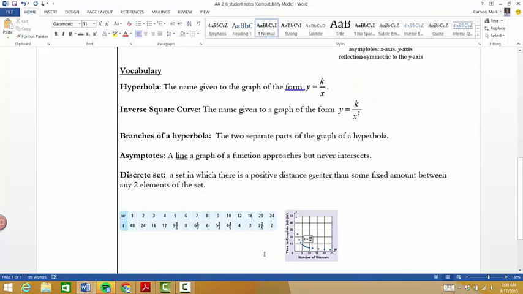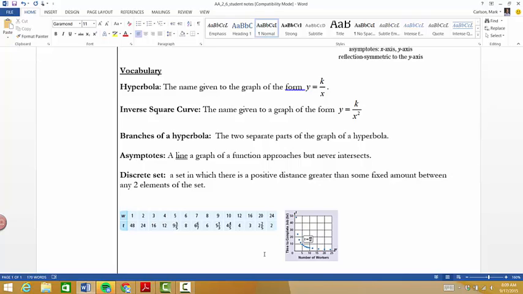Alright, before I take a look at some of the properties of those two curves, let's talk a little bit about some vocabulary that we're going to be using as we talk about them. First of all, the name hyperbola refers to the name of a graph that's of the form y equals k over x. An inverse square curve is the same thing except for y equals k over x squared. So hyperbola is one graph, the other one is the inverse square curve. The branches of a hyperbola are the two separate parts of a graph of a hyperbola, and we could say the same. There's also branches of an inverse square curve as well.